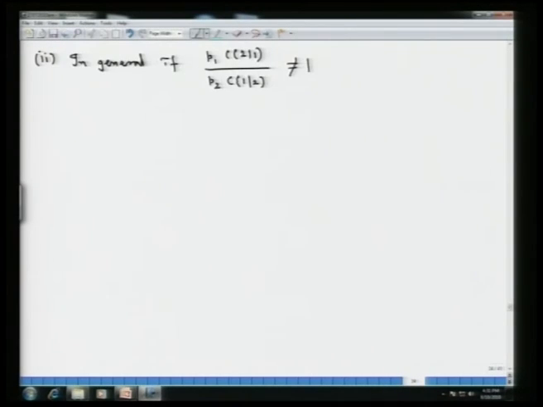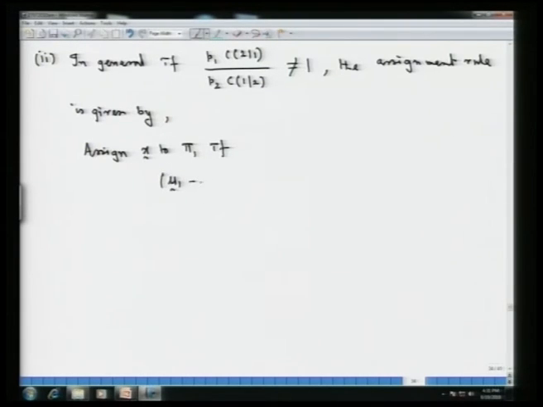And hence, if we have now a general situation wherein this ratio is not equal to 1, the assignment rule would be given by the derivation, which would just differ from the previous derivation by this constant, or the log of this particular constant. The assignment rule is given by: assign x to pi 1 if we have this (mu 1 minus mu 2) prime, coming from the previous expression itself, sigma inverse times x.